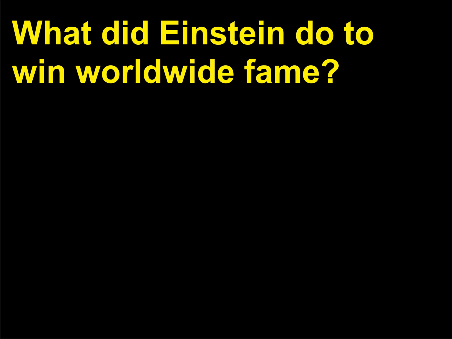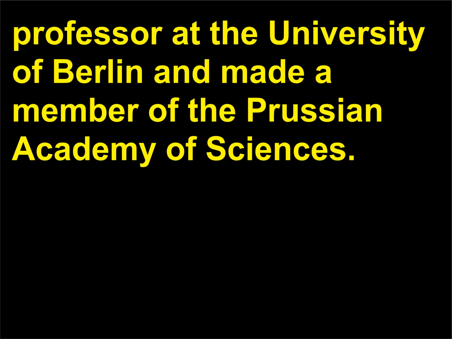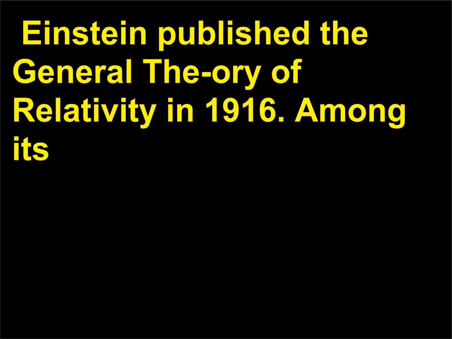What did Einstein do to win worldwide fame? By 1914, Einstein's accomplishments were well accepted by physicists and he was appointed professor at the University of Berlin and made a member of the Prussian Academy of Sciences. Einstein published the general theory of relativity in 1916.